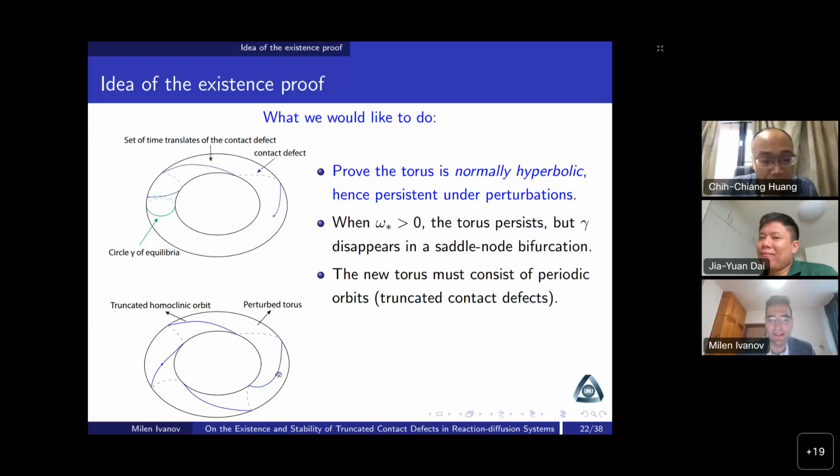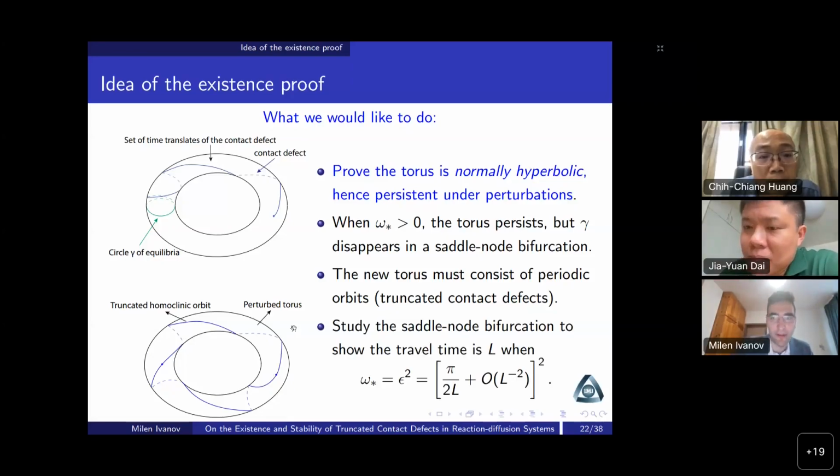And so geometrically, this is what a truncated contact defect is: an orbit on this perturbed torus. And once I have one orbit, I use time translation to get everything from this torus. Finally, when I study the saddle node bifurcation, I need to choose my omega star, or epsilon squared, to be exactly the right amount so that I can get a period L. From here to here I need L, and then going back I need another L. So actually the period is 2L.